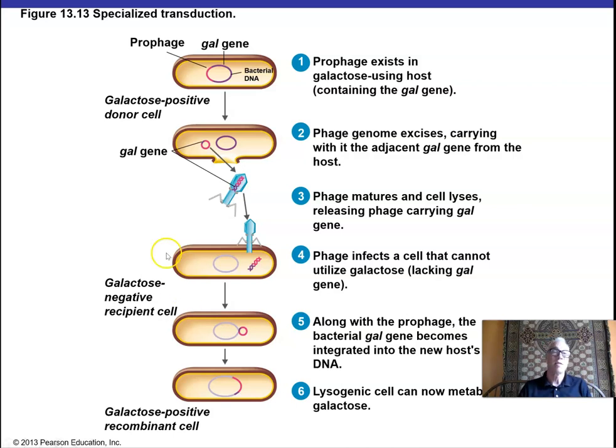Again, in this case, they're using it as an example, the galactosidase gene, I think, is what they're talking about. But it could be anything. It could be a bacterial disease-causing virulence gene. It could be any number of things. It could be an antibiotic resistance marker.